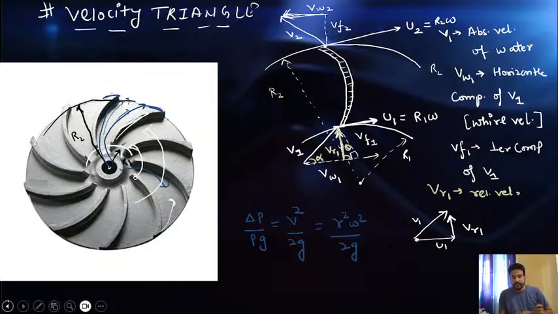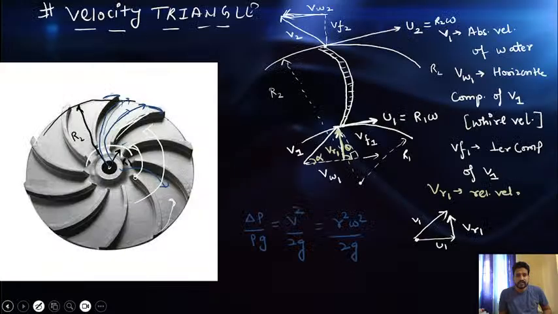As I told you earlier, you will not find any question in the GATE directly from the velocity triangle, right? It's just for understanding how the things come, from where the things are coming. This is the only motto to discuss these things with you. In the velocity triangle we discussed the inlet and outlet velocity triangle. So these are the things we discussed.